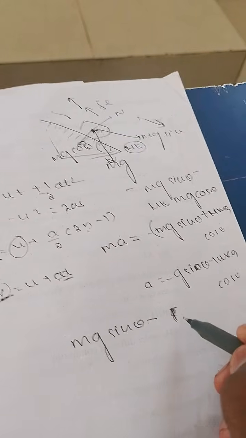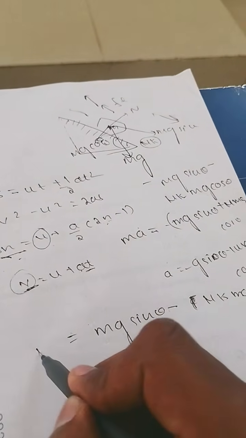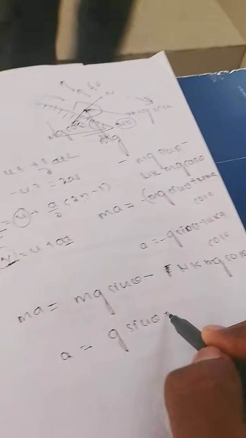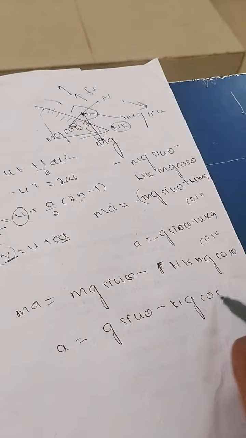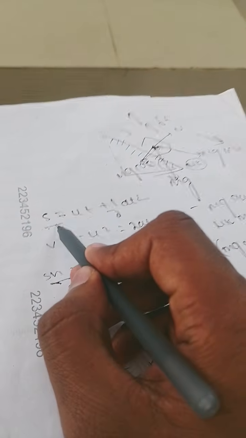So here the frictional force can be written as mu k into N. Here the normal force N is mg cos theta. From this we can write F net, and so a is equal to g sin theta minus mu k g cos theta. We got the acceleration. Substituting this acceleration in the above equations, they may ask for distance. What is the distance traveled in 10 seconds?